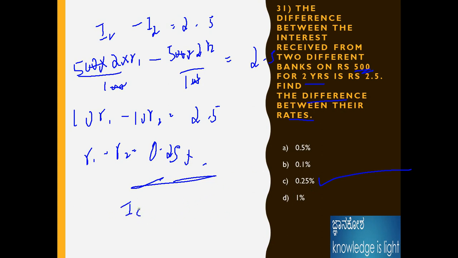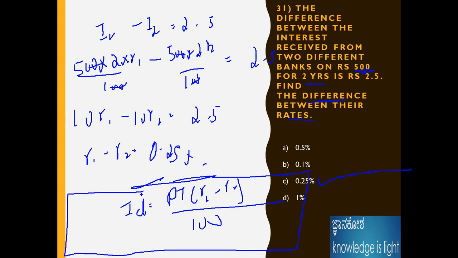Or else use the formula: the interest difference is equal to P into T into (R1 minus R2) divided by 100. Here T is taken as common, so use this formula. If you know this one, use this formula; the answer will come out the same. No need to worry about anything. Okay, next one.